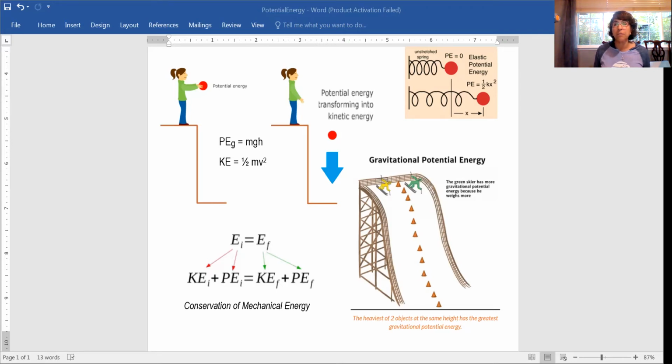So let's look at this other picture here. Now, we have two different skiers. It says that the green one is heavier. So the heavier of two objects at the same height: they're both at the same height, but they have different mass. So this green one is heavier. It says the heavier of the two objects at the same height has the greatest gravitational potential energy. So the green skier has more gravitational energy because he weighs more.